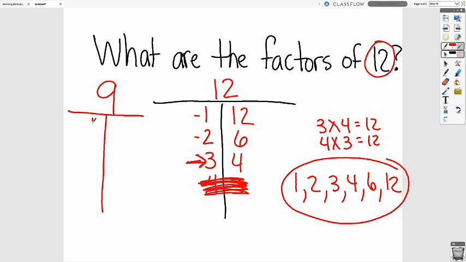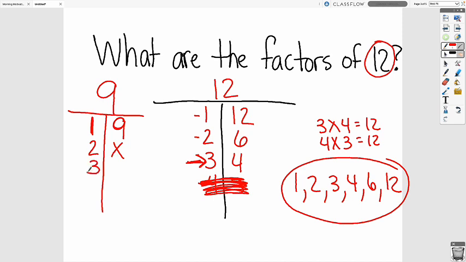Well, I will start the same way with the number 1. Is there a 1 times anything that equals 9? And I know that, yes, 1 times 9 equals 9. Then I go to 2. Is there 2 times any number that equals 9? Well, I know that 2 times 3 is 6, 2 times 4 is 8, 2 times 5 is 10. So unfortunately, there is nothing that will equal 9 if I multiply it by 2.